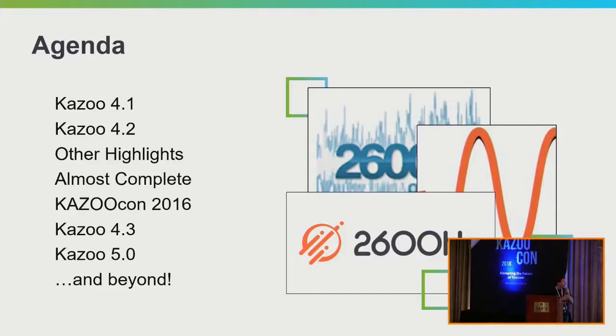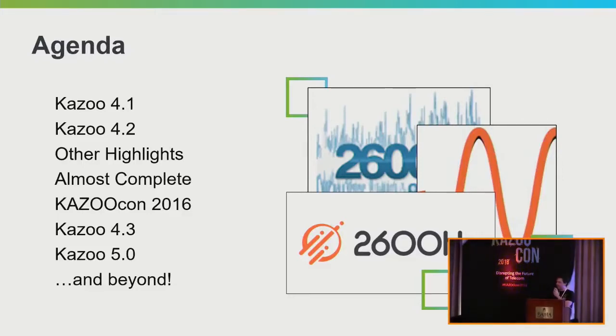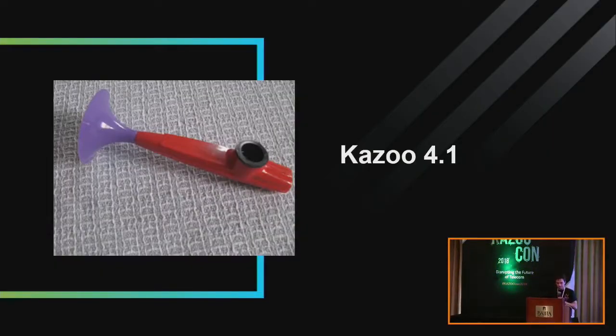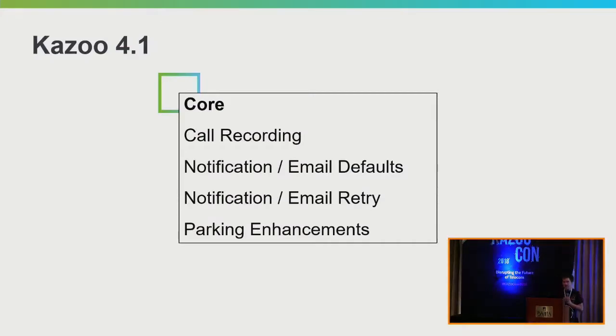My plan today is to go over 4.1, 4.2, some other highlights, and some things that are almost complete, and circle back to the last time we talked, which was in 2016, believe it or not, about 18 months ago, and see how we did on the things that I was announcing in that prior presentation and where we're at. And then I'm going to talk about 4.3 and 5.0, and then from there, where we're going to continue. So let's talk about 4.1.